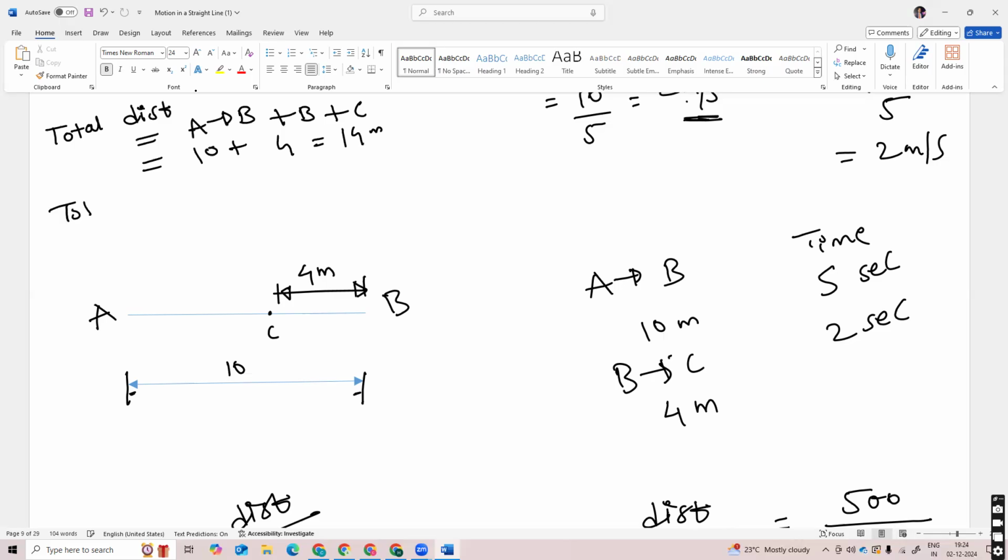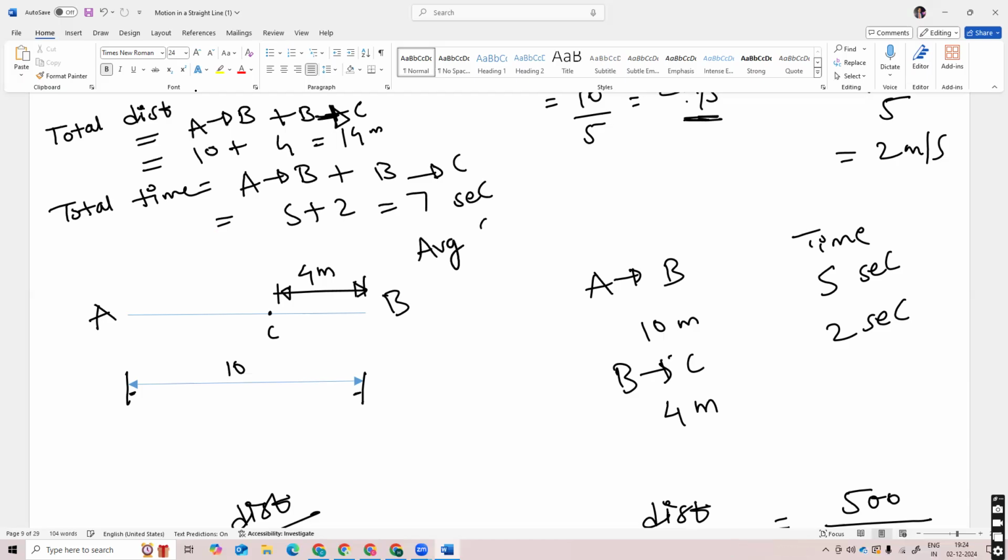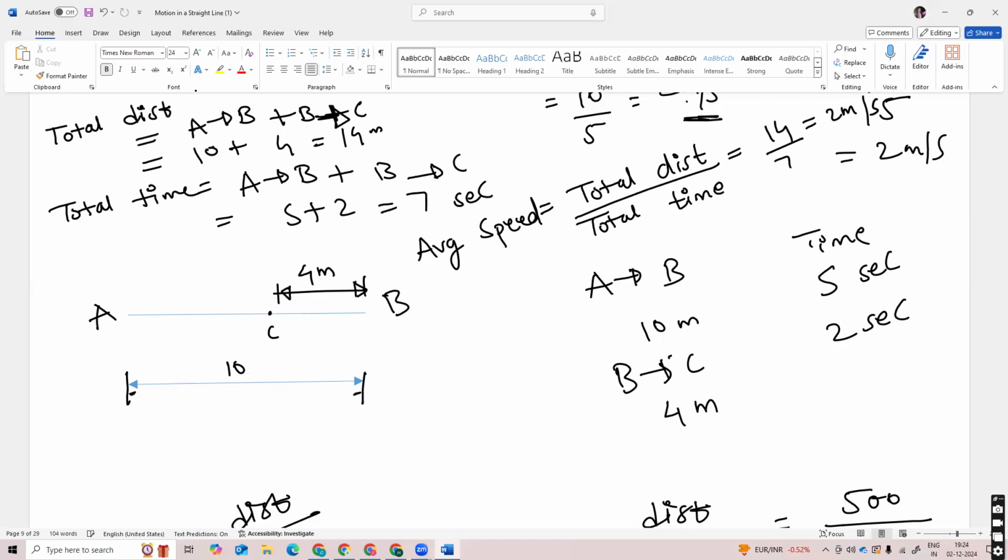And total time taken, similarly, time taken was also traveling from A to B plus B to C. Here is the arrow B to C, and it is not stopping at point B. So A to B plus B to C, time taken was 5 plus 2 equal to 7 seconds. So therefore, average speed in this case is total distance upon total time, which is equal to 14 by 7 equal to 2 meters per second.